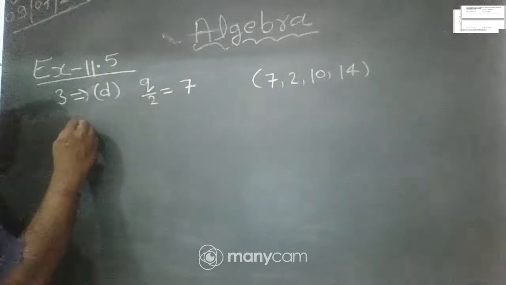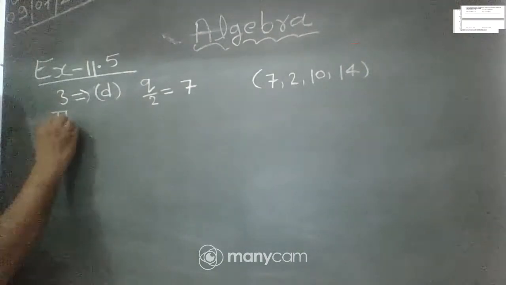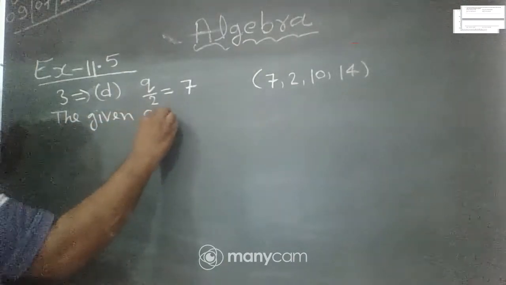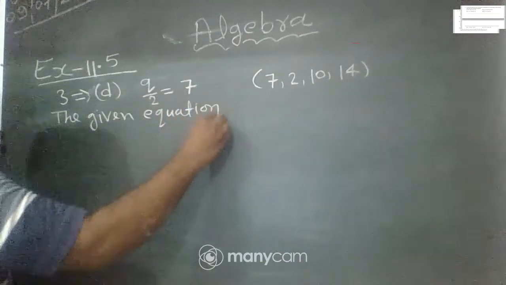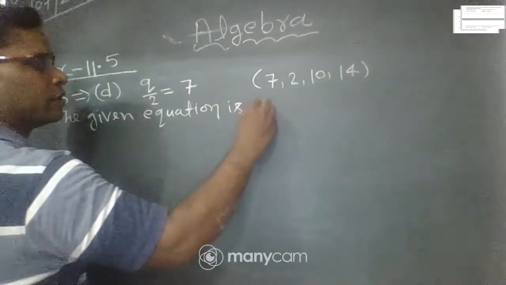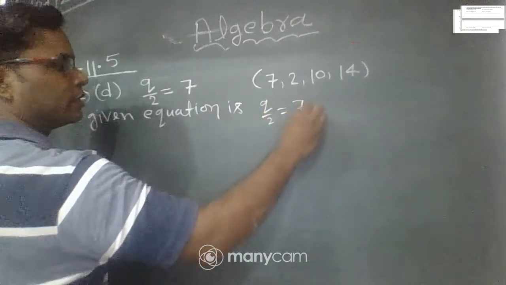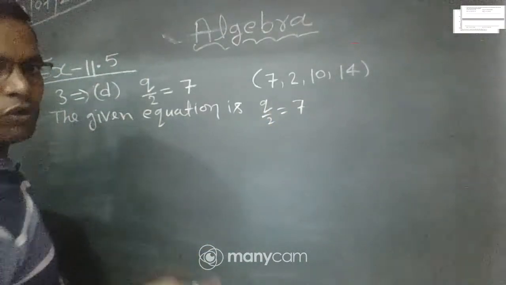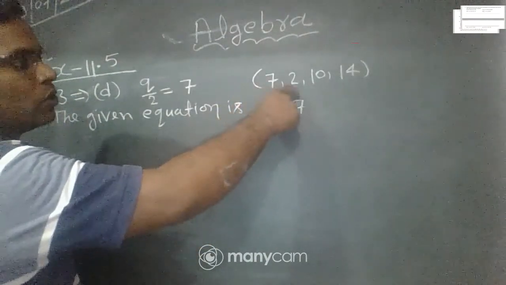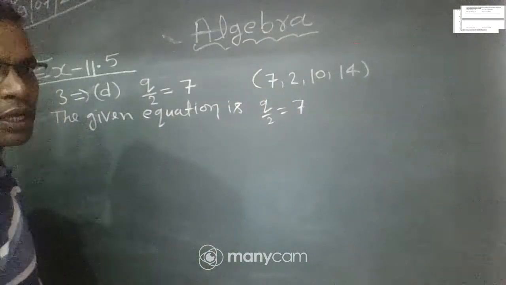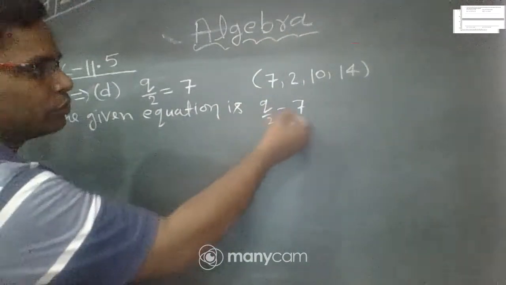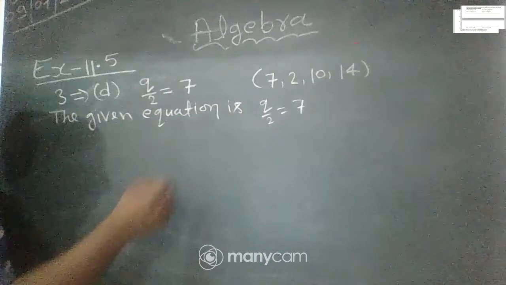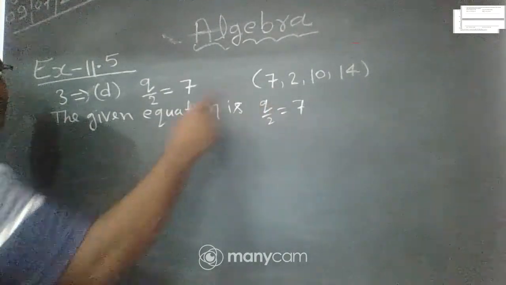The given equation is q by 2 is equal to 7. Okay, so here this is the left hand side, this is the right hand side. We put the values of q one by one: 7, 2, 10 and 14. On which value the left hand side is equal to the right hand side, then you can say this is the solution of the given equation. Okay, so first we take q is equal to 7.